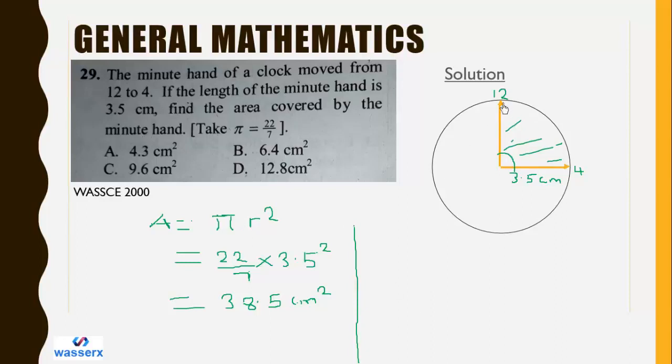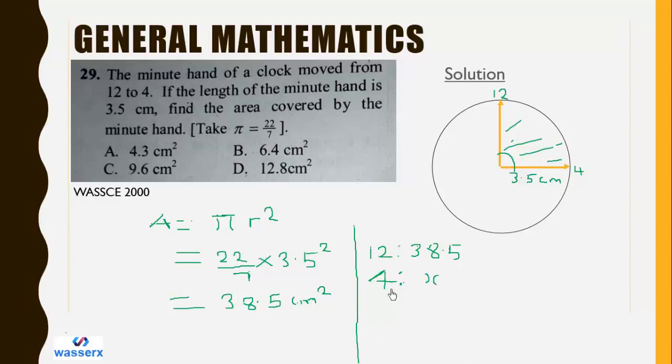Now we know the full circle corresponds to 12 hours. That means if the minute hand moved up to 12 is 12 hours, but moving from 12 to 4 is only 4 hours. So the 12 corresponds to 38.5, which is the area of the full circle, and the 4 corresponds to the area of the sector that we don't know, which is x.